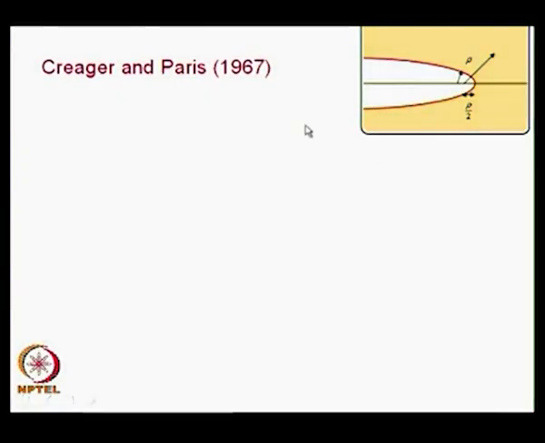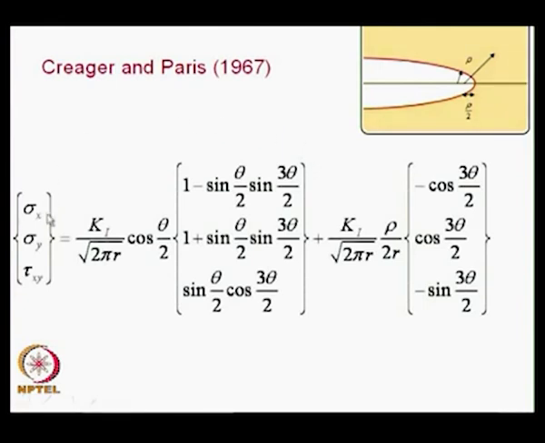So, people also looked at the solution from a different perspective. This was done by Krieger and Paris in 1967, who tried to find out the stress field when you have a blunted crack tip. How does the solution change? You had this Westergaard part of the solution, plus you have K1 by root of 2 pi r, rho by 2r, multiplied by minus cos 3 theta by 2 cos 3 theta by 2 minus sin 3 theta by 2.